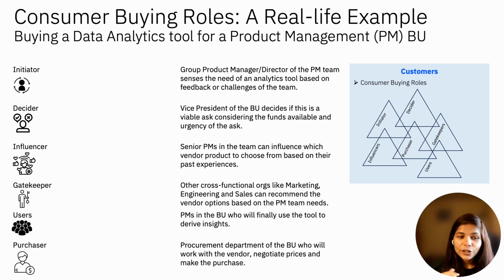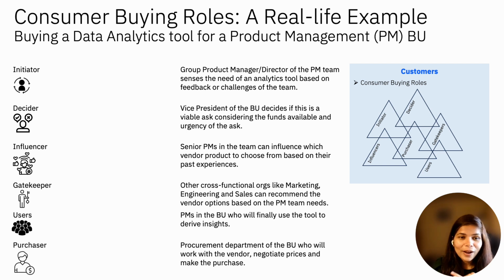Once that is there, then there are the users. Based on all the recommendations, based on all the inputs, they would finally shortlist. Okay, so we think that A, B, C out of this list are the best to meet our needs. And collecting all these input points, finally, the purchaser comes into play, which is the procurement department of the business unit, which after identification of 3 or 4 or a number of top vendors will work with them directly, negotiate the prices, and finally make that purchase for the team.